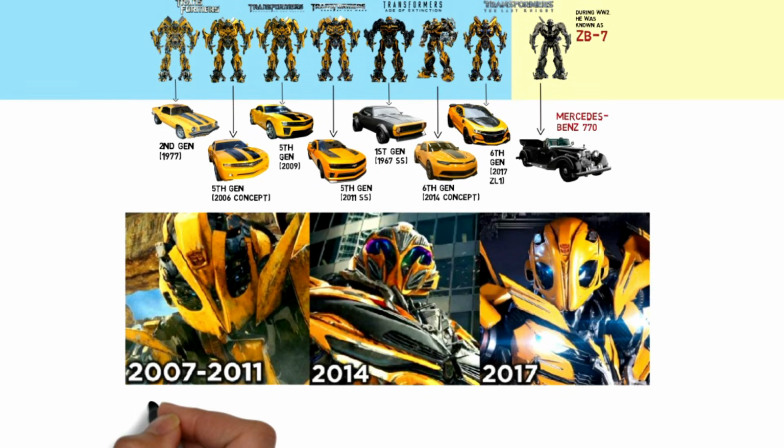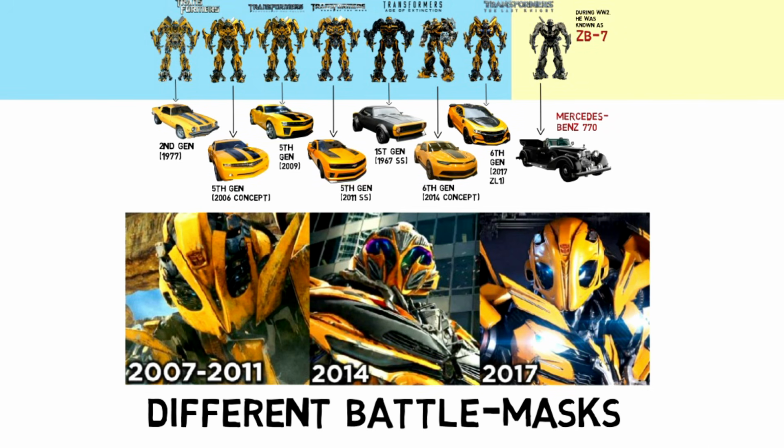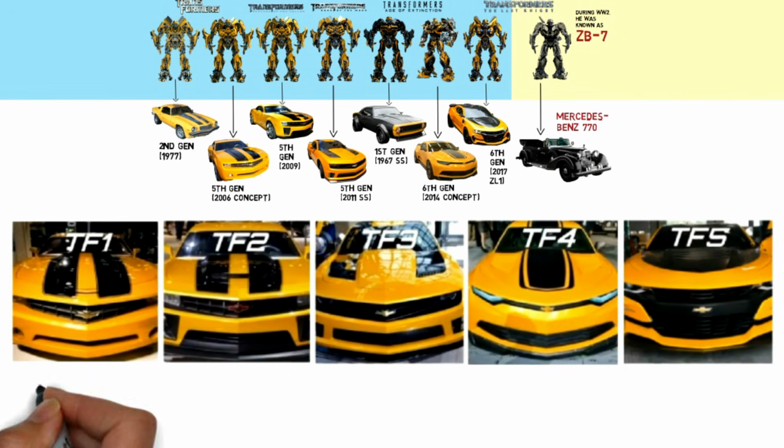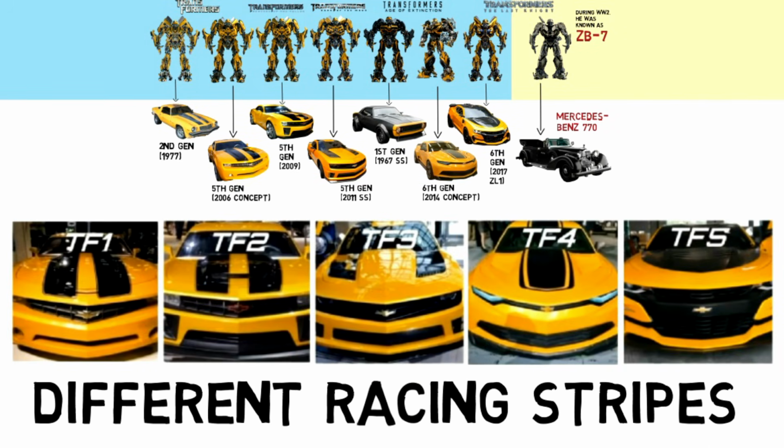He also had a unique battle mask that could cover his face during fights, and also, here's a quick comparison between all of his racing stripes seen in the 5 movies.